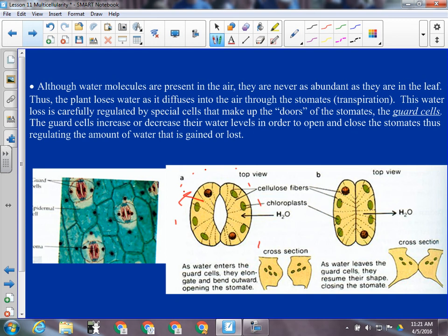Okay? It's not something the plant actively controls. It doesn't think about it. It's not like, ooh, man, it's starting to get hot, we should close the stomates. It doesn't do that. It's simply a reaction that happens as a result of water leaving the plant.